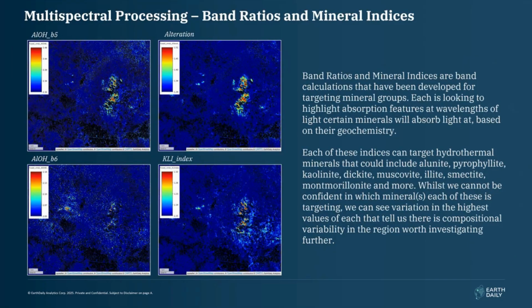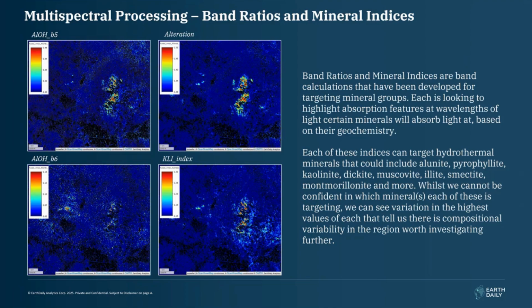If you have worked with remote sensing data in the past or been delivered results, then you may have seen band ratios and mineral indices that look similar to what we have here. They're really just simple calculations, some more simple than others, looking to target certain absorption features at different wavelengths of light. So all of these are targeting some of those hydrothermal minerals.